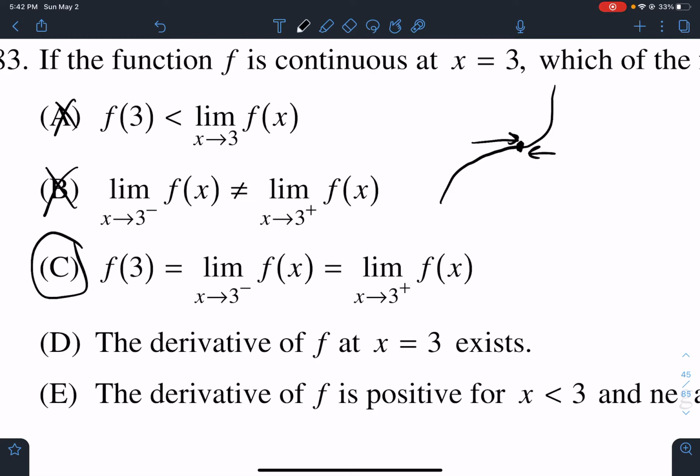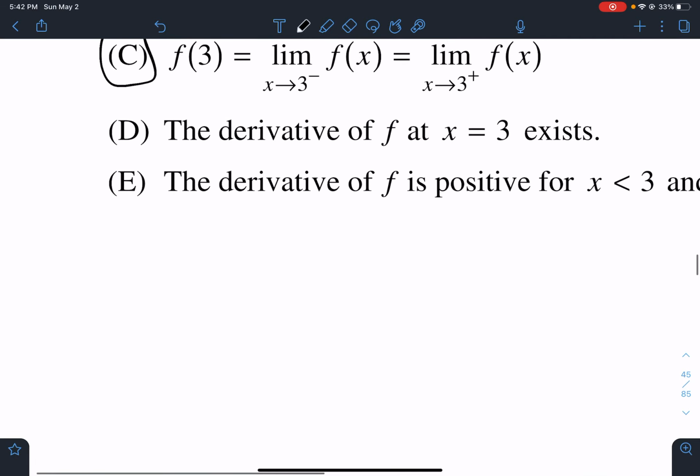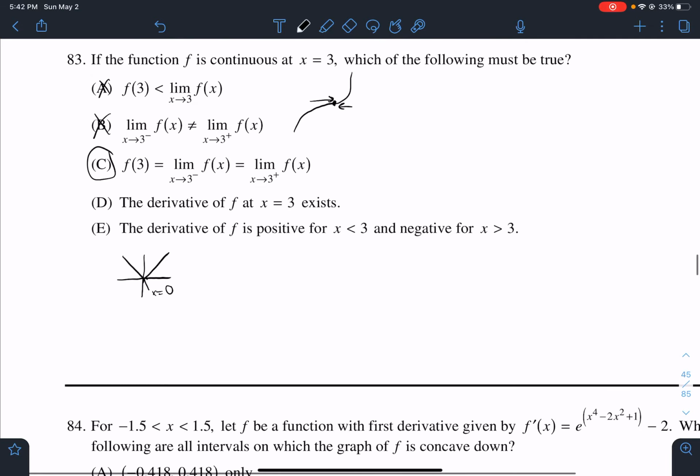And just to clarify for D, a function can be continuous without being differentiable, such as the absolute value of x. It looks like this. So obviously it's continuous for all x, but you can't differentiate it at x equals 0. And also, for a function to be continuous, the derivative doesn't have to be positive or negative at any point. So yeah, C is our definite answer.